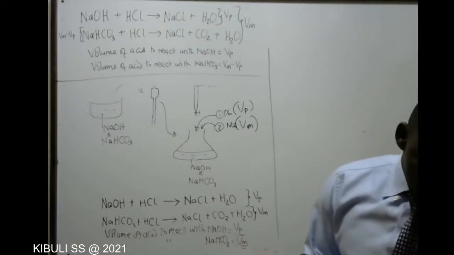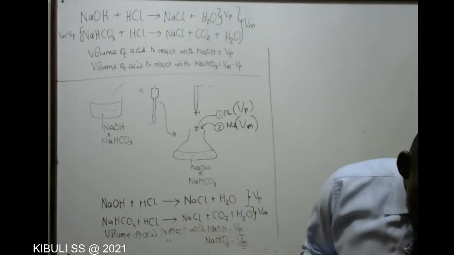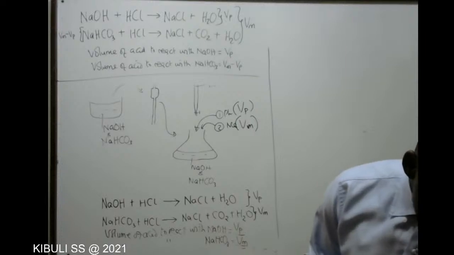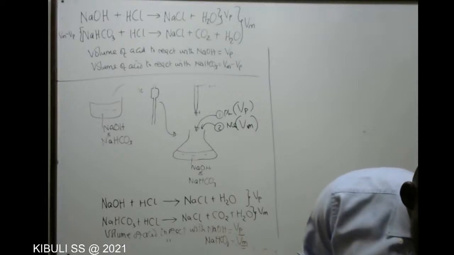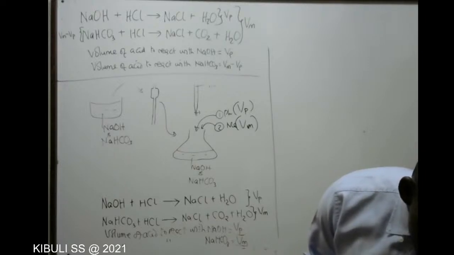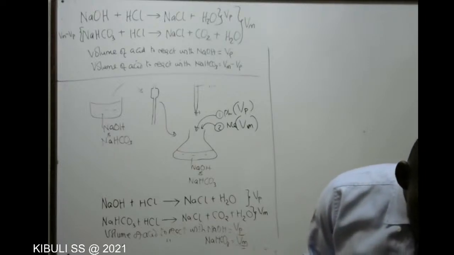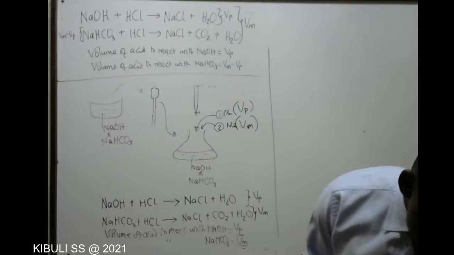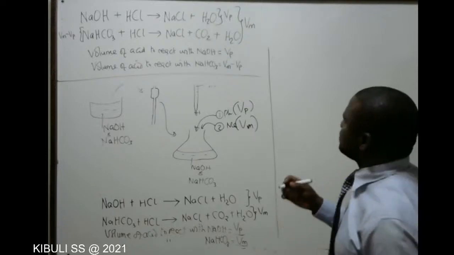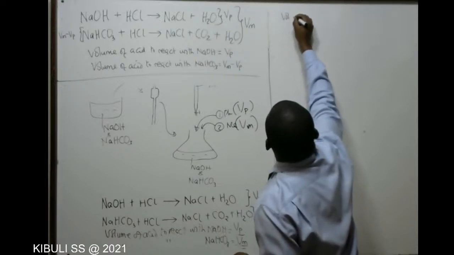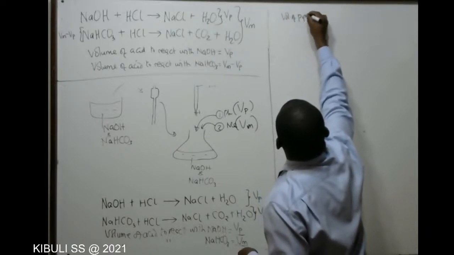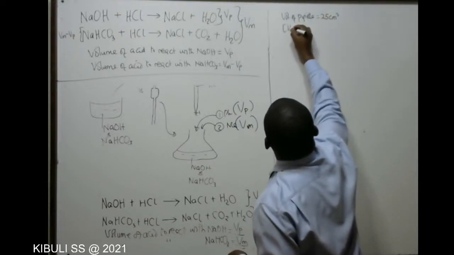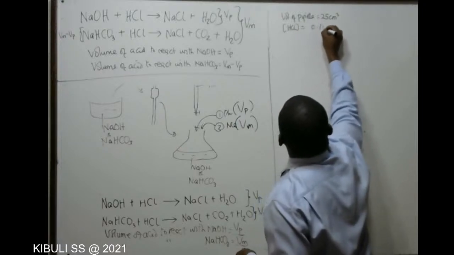Our example of page 48 here reads, I will not read through it. I know you have the work, have the notes. But when you look at this example, the method being used is the continuous titration method. And our Vp, first of all, volume of pipette was 25 cubic centimeters. Concentration of acid 0.1 molar.